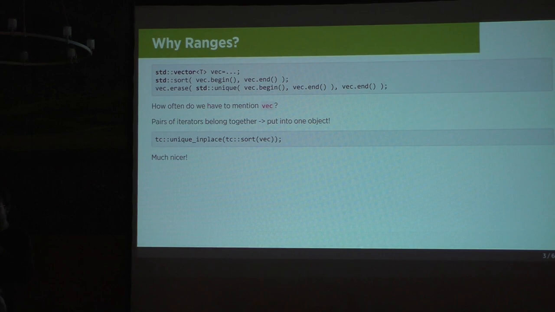What does sort do? It sorts. What does it use to sort? Operator less. What does unique use to unique? Operator equality, right? So this is a bug. So not only do you get shorter code when you use ranges, you also get more consistent code, because of course you're not going to put that same mistake into your unique in place that you can write once.